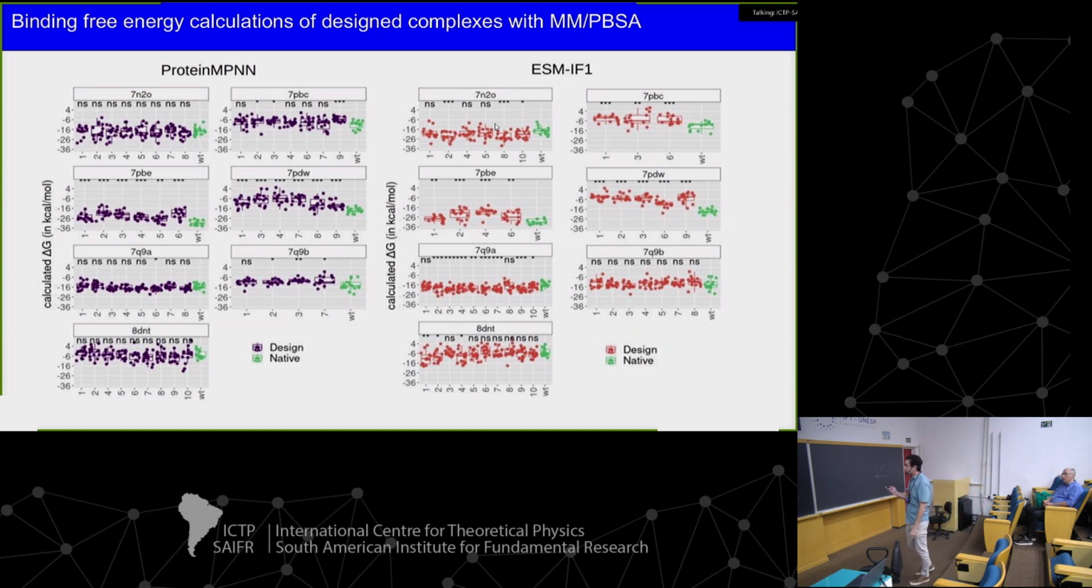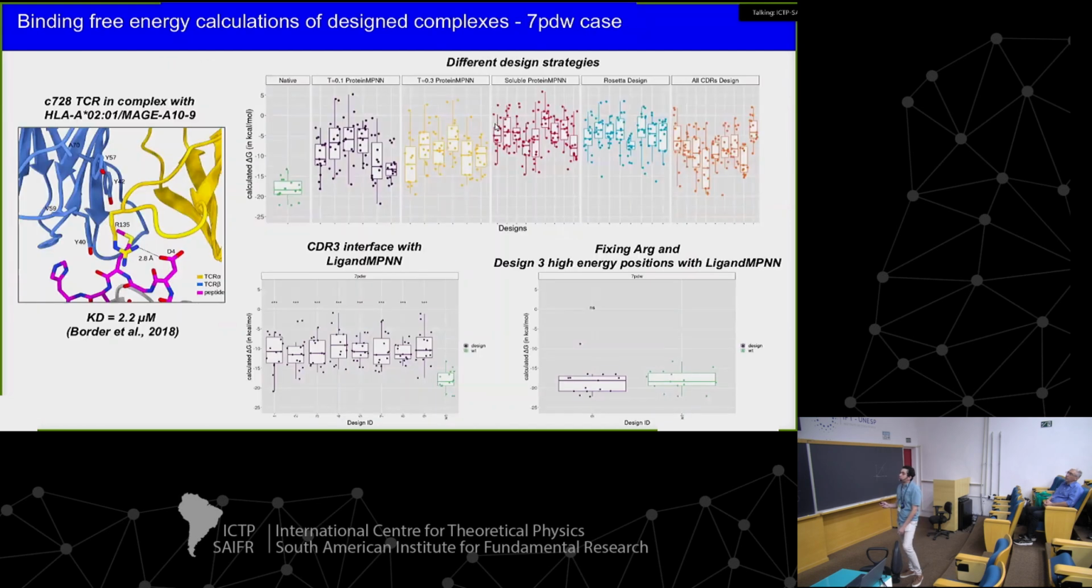Yeah, but there are two cases, 7PB and 7PW, where ProteinMPNN or ESM were not capable of achieving a better or even a similar energy than the wild type. So we tried to identify why this is happening.